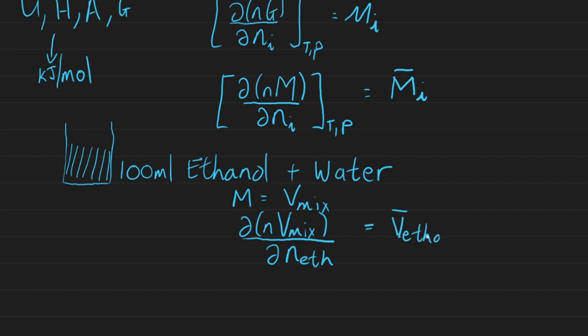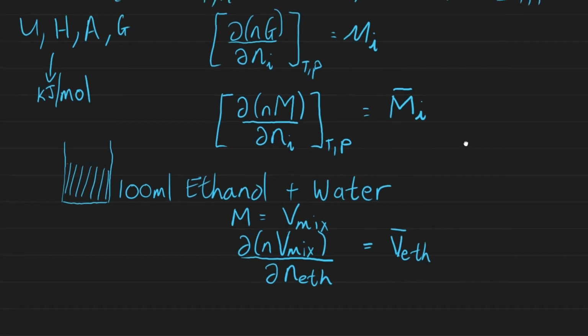So in other words, we are asking by how much will the volume of this ethanol and water change? By how much will this 100 milliliters change if we add 1 mole of pure ethanol to this mixture? So in this glass, there is 100 milliliters of ethanol and water. We don't know the compositions. We're just saying arbitrarily this is the case. And if we were to add 1 mole of pure ethanol to this mixture, by how much will this 100 milliliters change? So that is what we mean when we say partial molar volume, and we can extend that and also apply it to any of these properties.